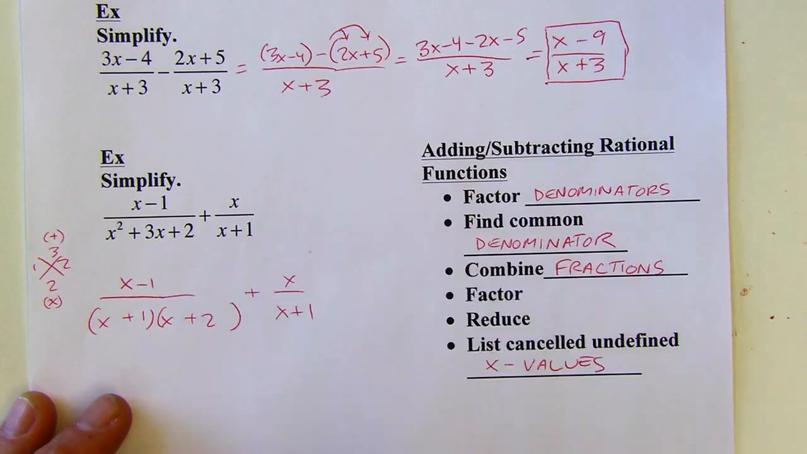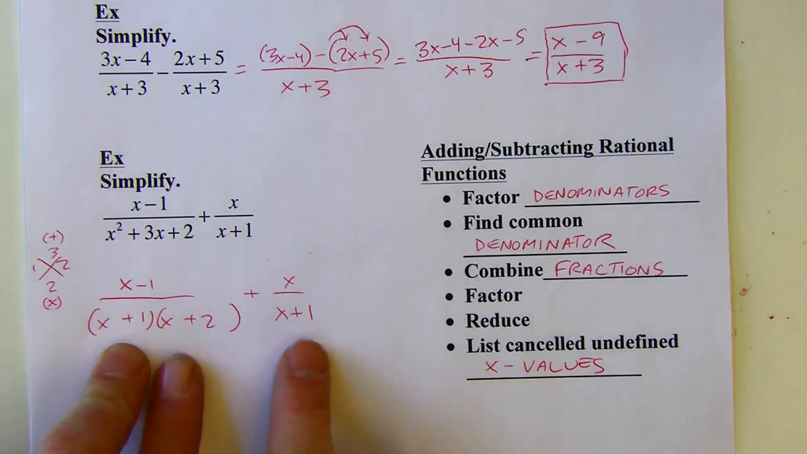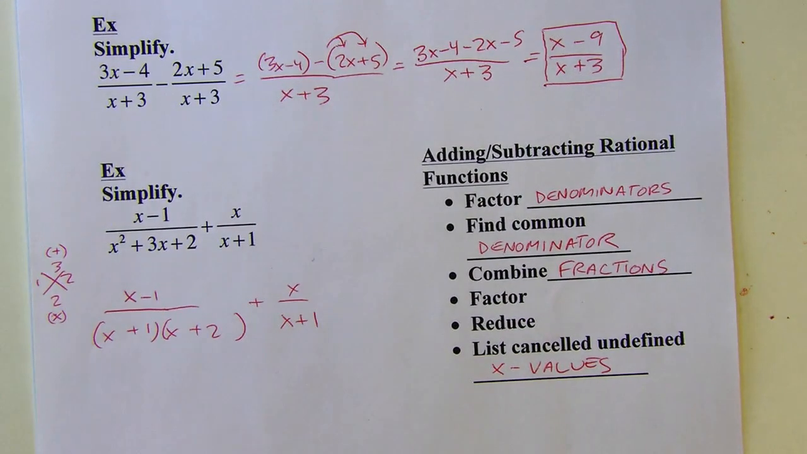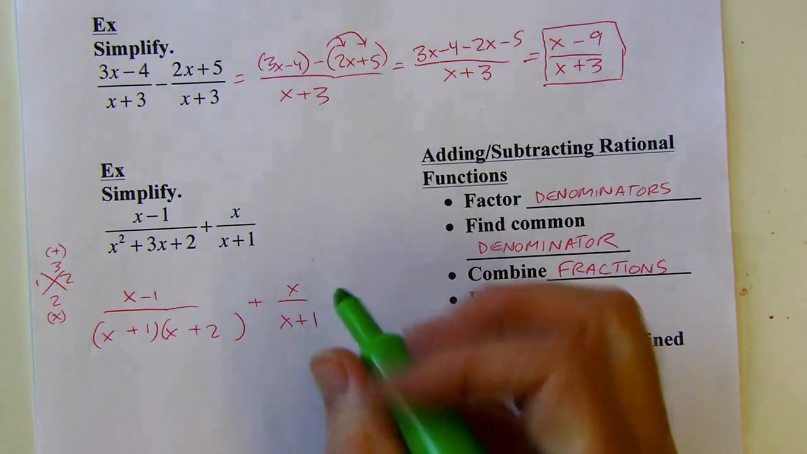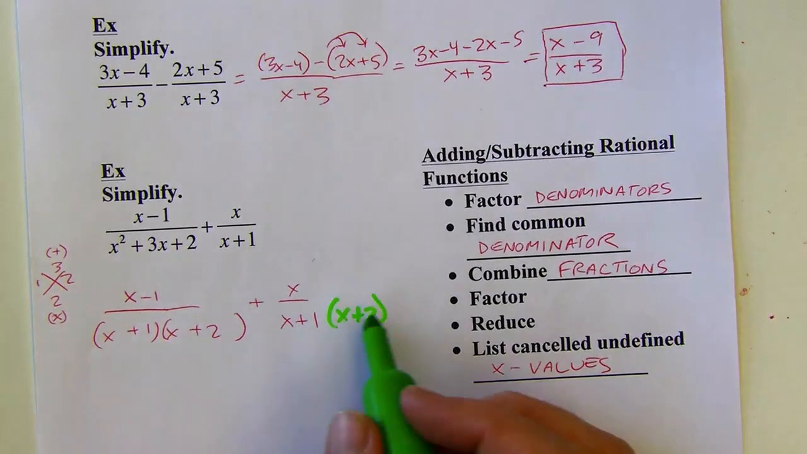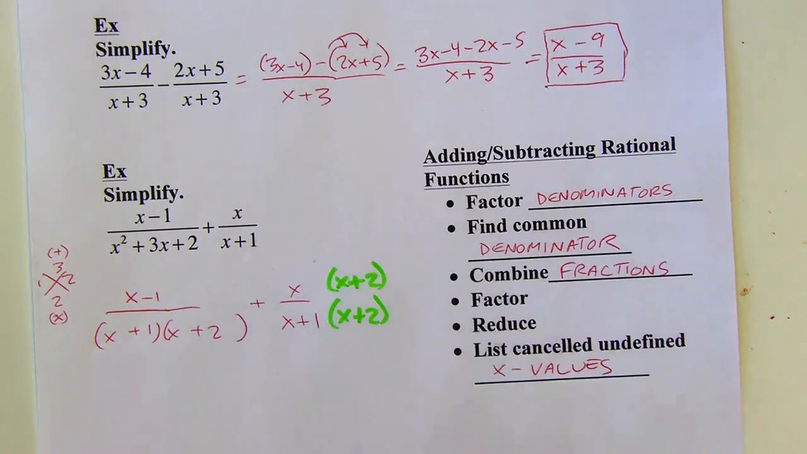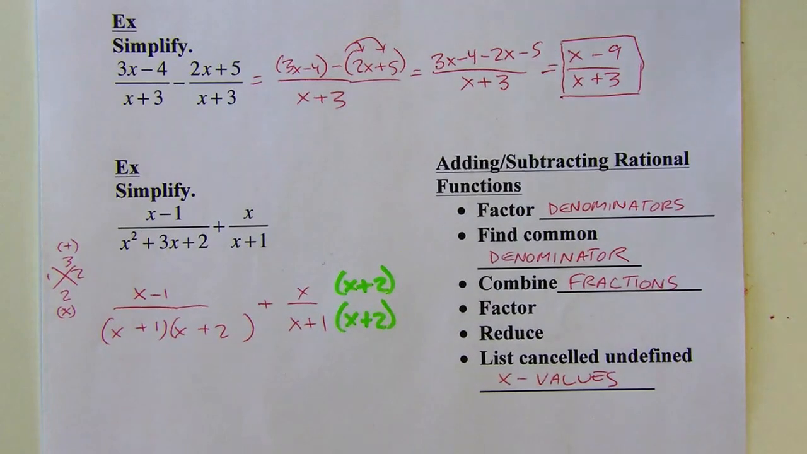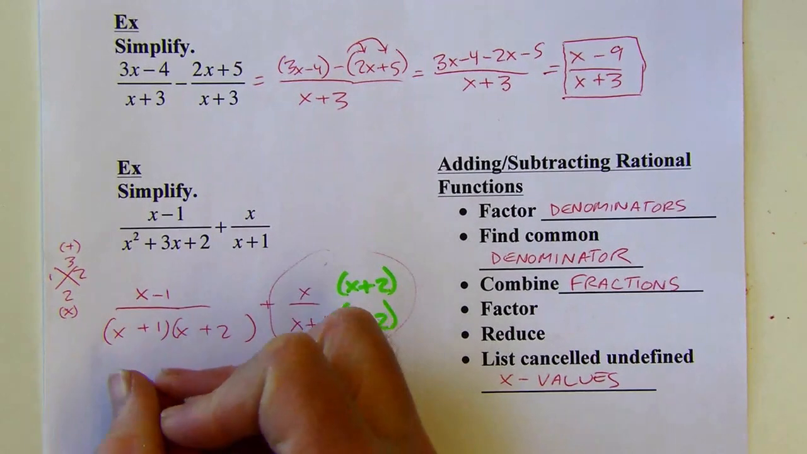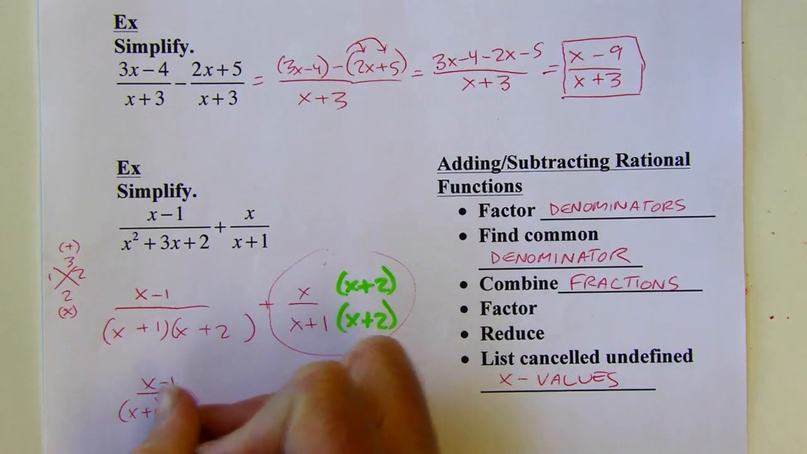Okay, and now when I write this problem like this, now it's a little bit easier because I can see that the denominators already have something in common. They both have an x plus 1. So if I just do this, then I'll have a common denominator, and I can do that as long as I do the same thing to the numerator up there. Okay. All right. So let's simplify this fraction a little bit. Let's see. I've got x minus 1, x plus 1, x plus 2.